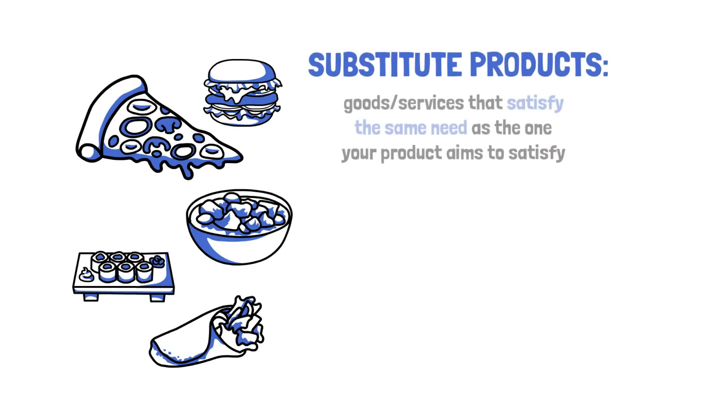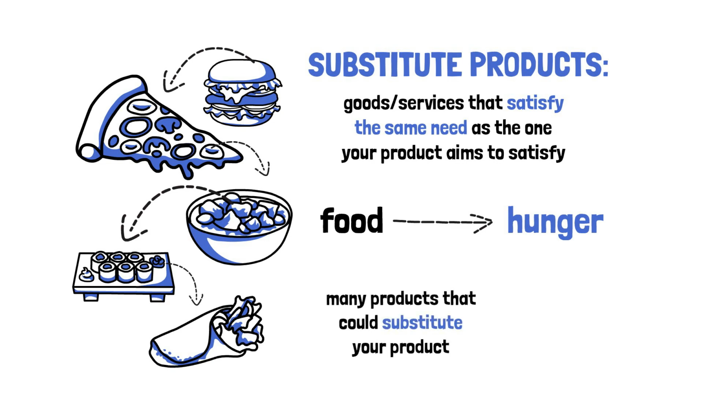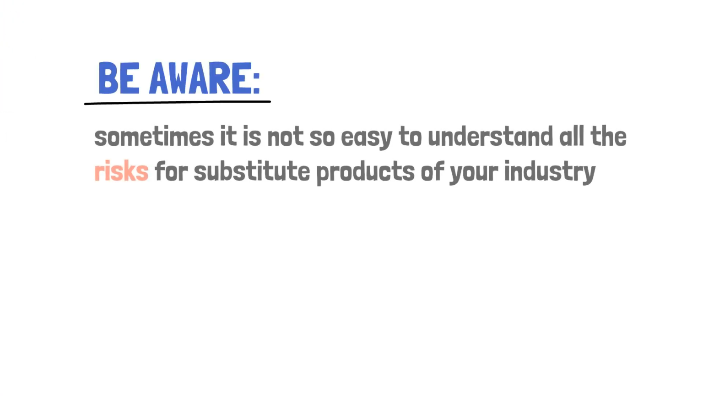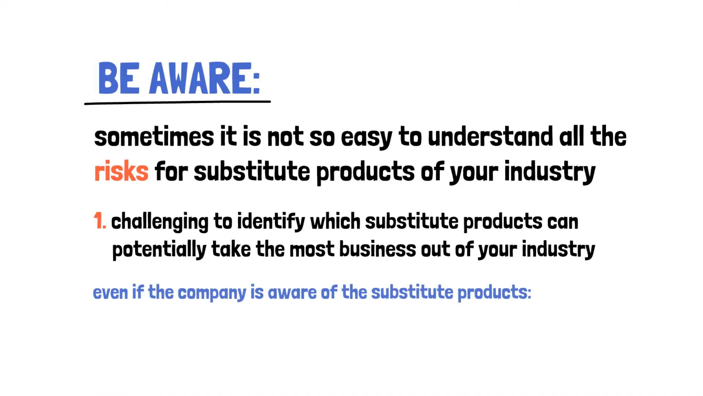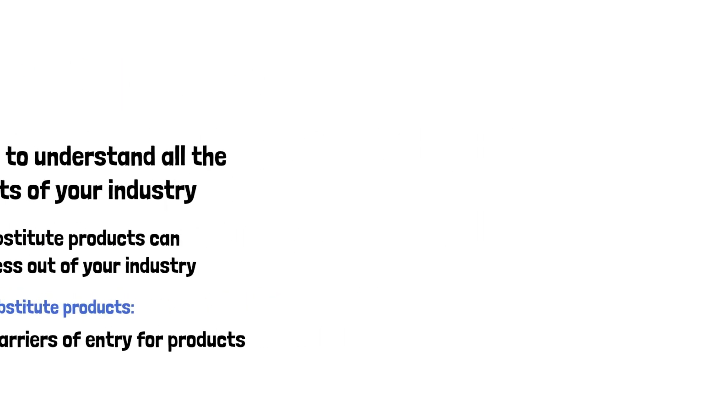Substitute products are goods or services that satisfy the same need as the one your product aims to satisfy. Like in this example, food, which satiates your hunger. If there are many products in a market that could substitute your product, the threat of substitution for your business is high. Be aware that sometimes it's not so easy to understand all the risks for substitute products of your industry. First, it is challenging to identify which substitute products can potentially take the most business out of your industry. And then, even if the company is aware of the substitute products it competes against, it's much more difficult to create barriers of entry for products in different industries.